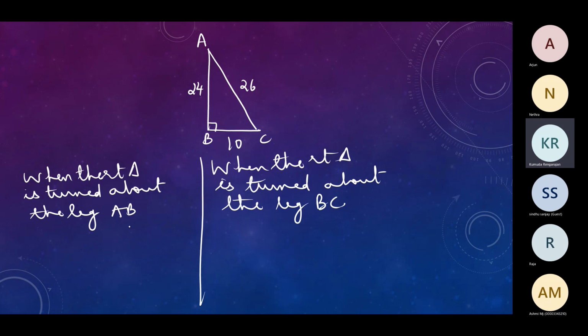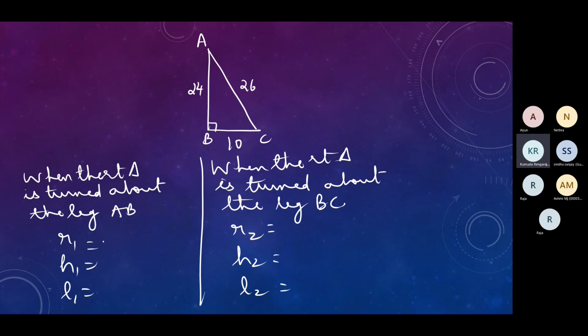So when it's turned about the leg AB, what is the radius? What is the height? What's the slant height? When it's turned about the leg BC, what is the radius? What is the height? What is the slant height? Complete. What is R1, H1, L1? What is R2, H2, L2?